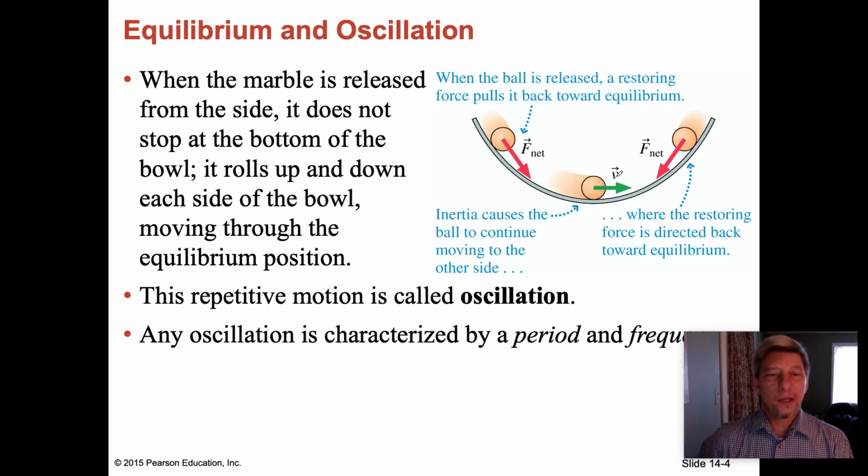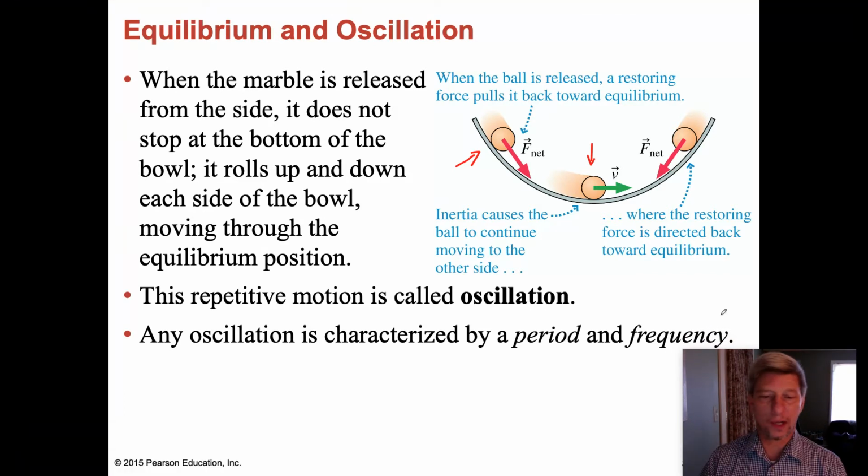So when the marble is released, it does not stop at the bottom of the bowl. It continues to roll up and down each side of the bowl, moving through the equilibrium position. This is due to its momentum and its inertia. Let's start with the beginning. When we initially release the ball, the restoring force pulls it back toward the bottom of the bowl, the equilibrium position. But when it reaches the equilibrium position, it has enough inertia to continue moving up the side of the bowl. Once it starts up the right side of the bowl, the restoring force is now pushing it back toward the center. It will continue to do this up and down and back and forth in what we call an oscillatory motion. So this repetitive movement is called oscillation.